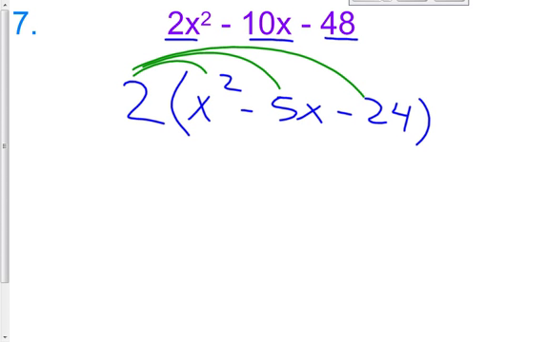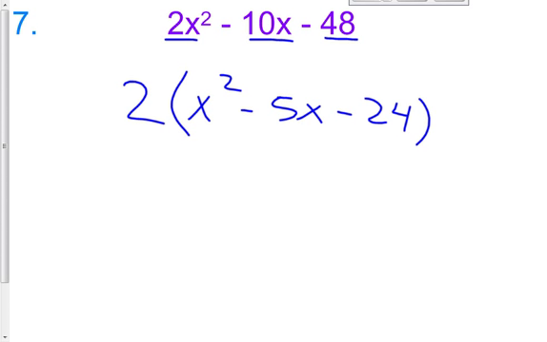2 times x squared is 2x squared. 2 times the negative 5x is a negative 10x. And 2 times the negative 24 is a negative 48. So I know that I took out my GCF right because when I distribute it right back again, I get back to what I originally started off with.